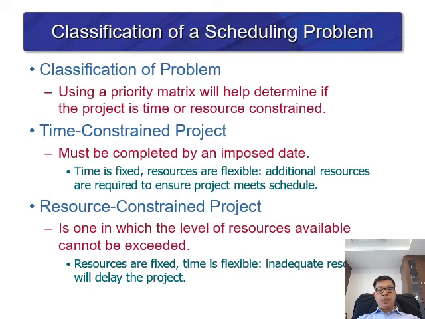But a resource constraint project is one in which the level of resource available cannot be exceeded. So the resources are fixed but time is flexible, like the model C. Inadequate resource will delay the project. If there's only one person to do the job and he cannot finish it, then it will be delayed automatically.